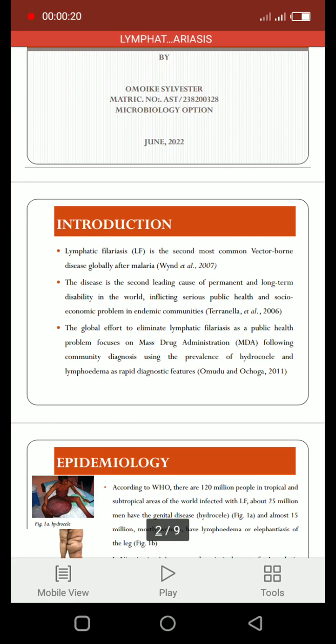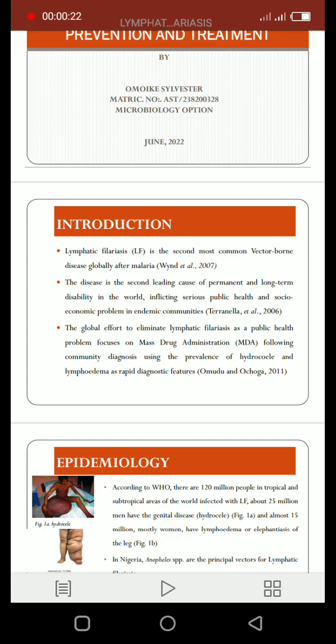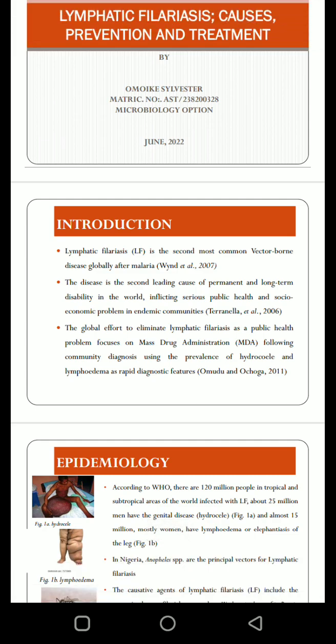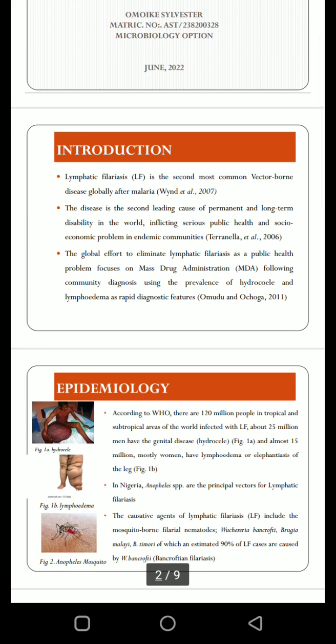Lymphatic filariasis is a parasitic disease caused by a microscopic thread-like worm. The adult form of this worm lives in the lymphatic system of humans. Now, introduction proper. Lymphatic filariasis is the second most common vector-borne disease globally after malaria.